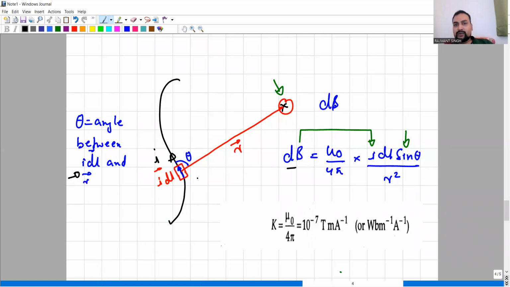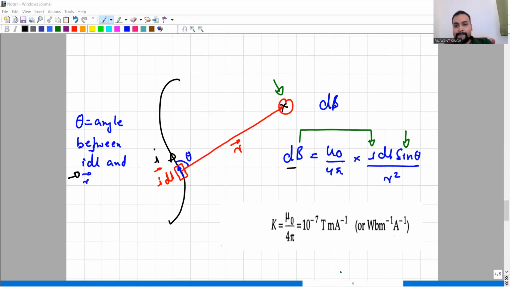Inversely proportional to r square, very similar to Coulomb's law. Coulomb's law, gravitation force, and this magnetic force are all inverse square laws. They all follow the inverse proportionality to r square. So this is your Biot-Savart law. Eventually you are going to get dB is equal to mu naught by 4 pi, I dl sine theta by r squared.